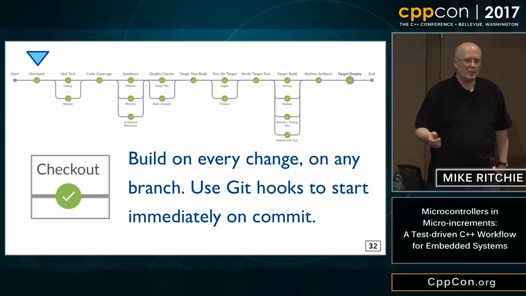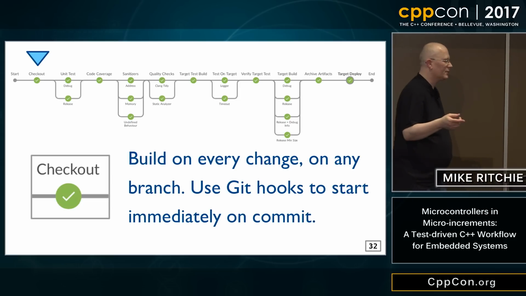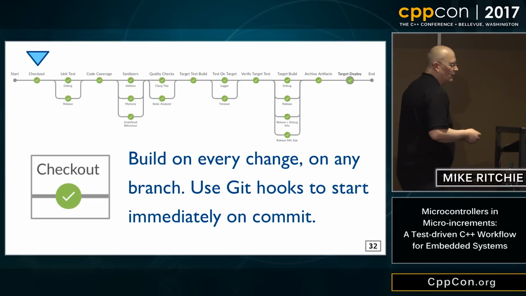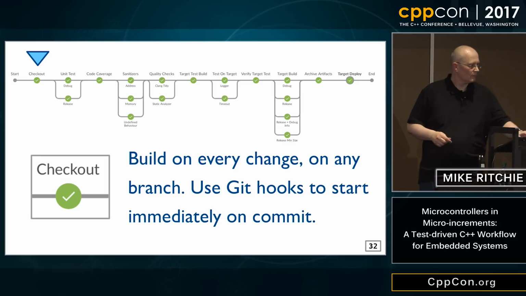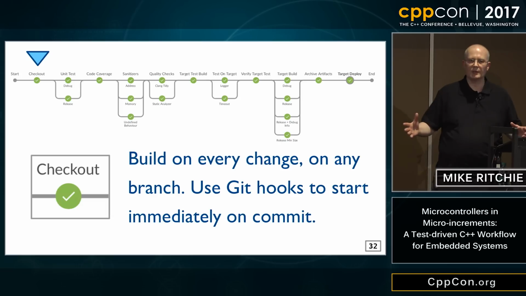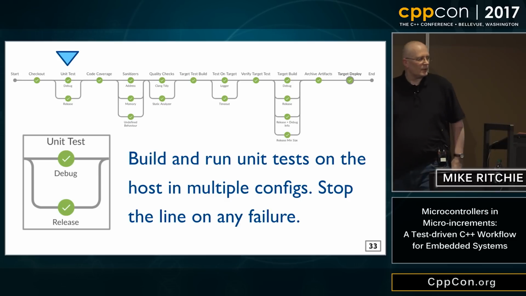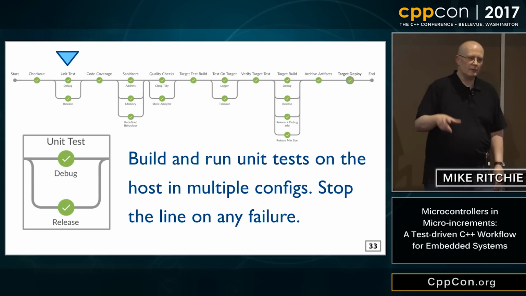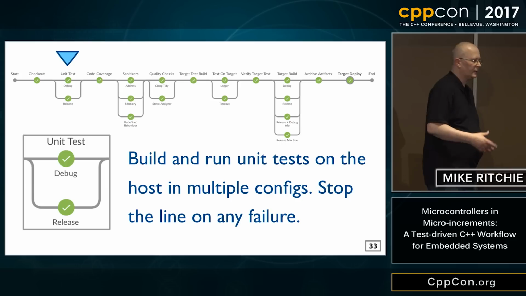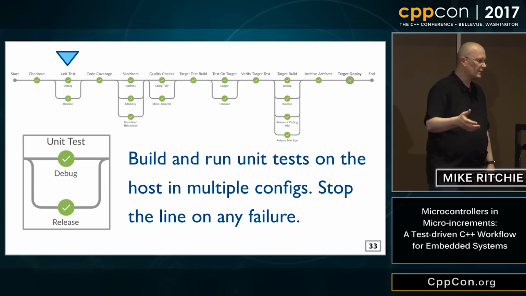So build on every change. Yep, so I use git commit hooks to do that. The way that Jenkins works, it will index the entire repository, so any commit on any branch will result in a build. So you build and run the unit tests on the host, right? You're running on an AMD64 architecture, usually a Linux box for me.